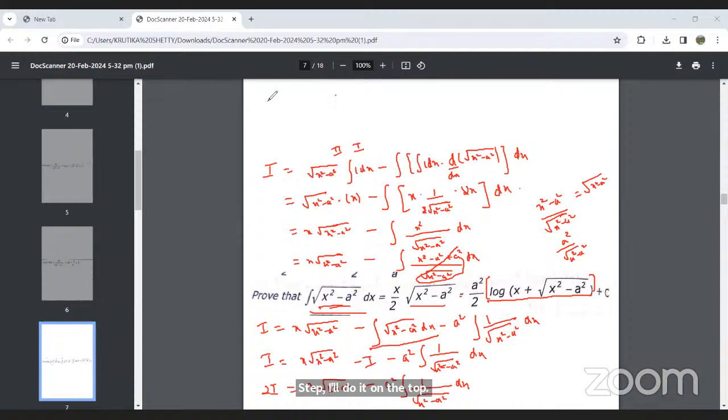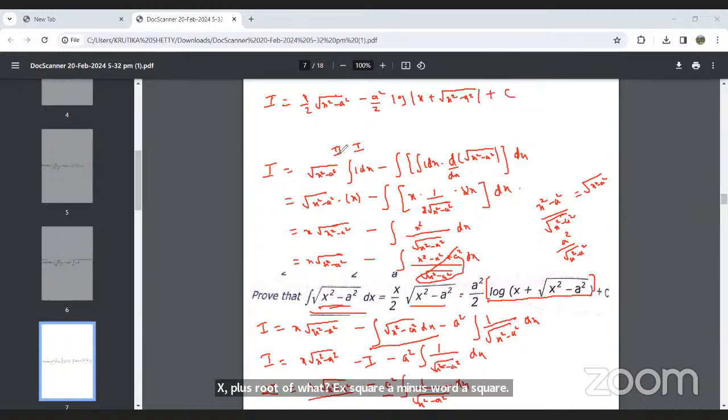When we simplify it further, I will be equal to, shifting that 2 to the RHS, x upon 2 root of x square minus a square, minus a square upon 2. So this 2 will divide the first term as well as the second term. And then the integration of 1 upon root of x square minus a square is nothing but log of mod of x plus root of x square minus a square, plus c. So this is the required proof.